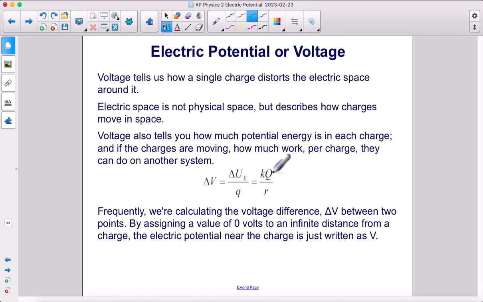So voltage is potential energy per charge. So if we take our equation before, kq/r, so this was potential energy between two charges. If we divide this by the small charge, we get kq/r. This is going to tell us how space is distorted around a charge. Frequently, we're calculating the voltage difference, delta V, between 2 points. By assigning a value of 0 volts to an infinite distance from a charge, the electric potential, or voltage, near the charge is just written as V.